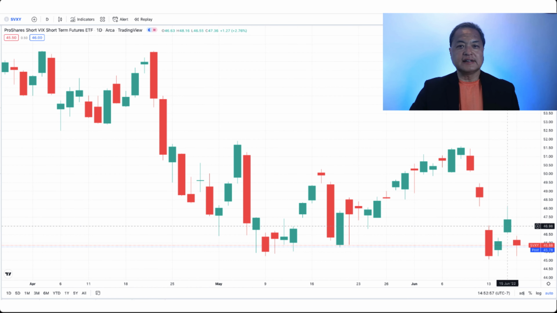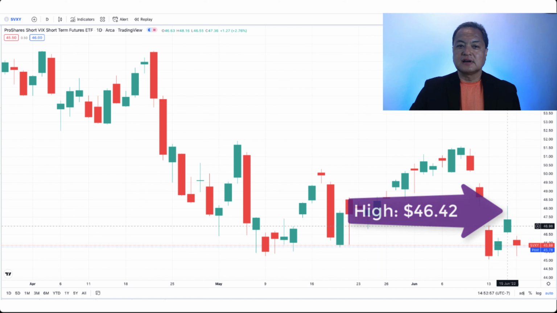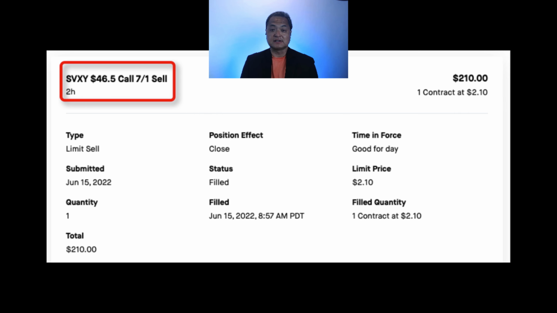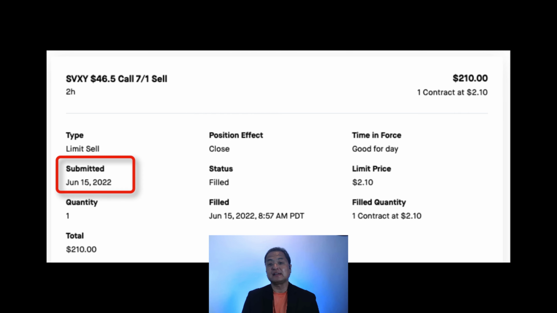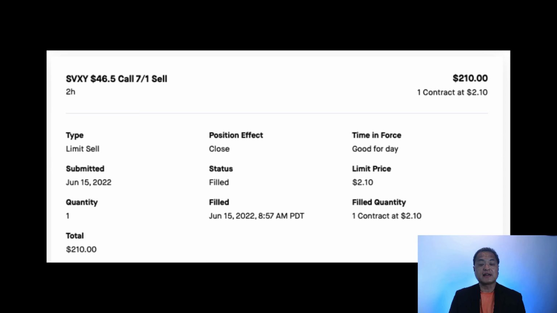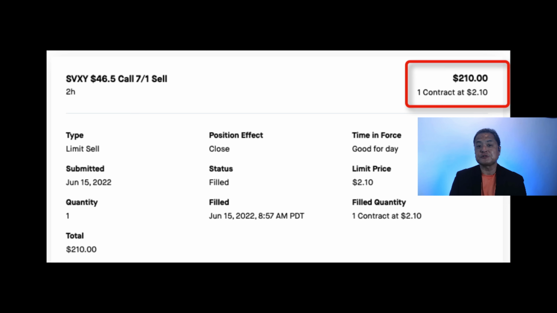So here again is that daily chart for the SVXY. And if we concentrate on June 15th, we can see that the index had a high price of $46.42. Now, since the index was up almost 5% in just 2 days, I decided to take profits off the table. So here's the transaction record from my account history where I actually sold the call option for the SVXY. You can see I submitted it on June 15th, and it was filled that morning at 8:57 a.m. Pacific time. At the time that I sold this call option, I received $2.10 per share in premium, which meant I received a total premium payment of $210.